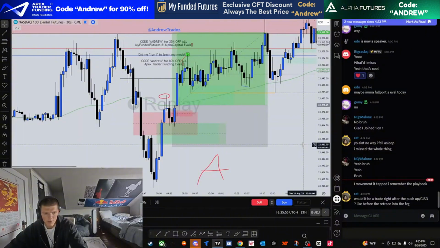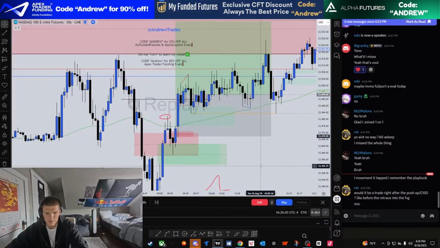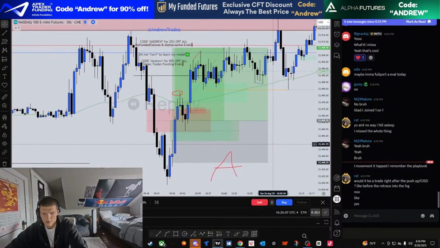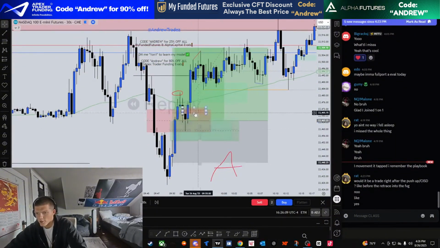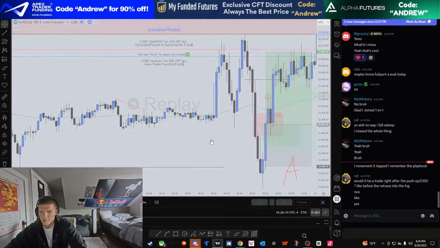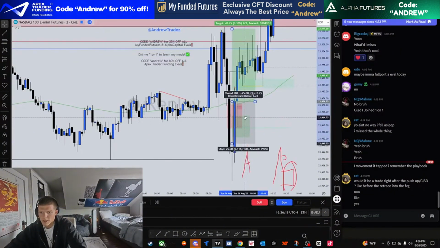Would it be a trade right after the push up, a CISD, like before the retrace? Are you talking about this trade right here? No, this one right here? Yes. Okay. So yeah, you could take that, but since we were in a 1 minute and 2 minute gap, look at where that candle is. So if you waited for the 2 minute, yes, you could have just entered on that, but that's essentially the same entry that I got.